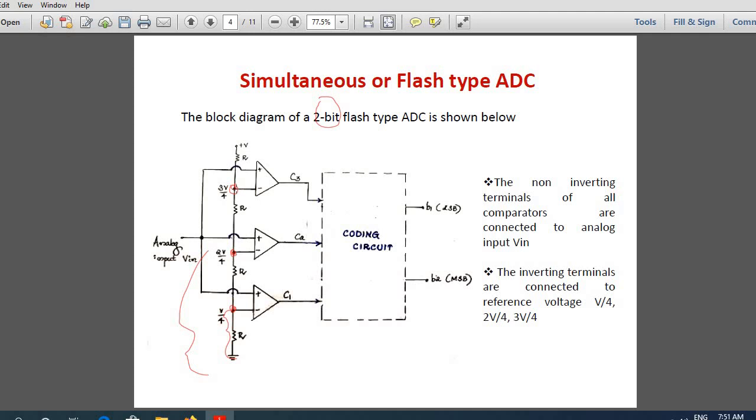So now you know the voltage level at the negative terminals. The outputs of the comparators are called Phi1, Phi2 and Phi3. They are given to a coding circuit. There is some circuitry inside this, which is not shown, to convert it into 2-bit data.